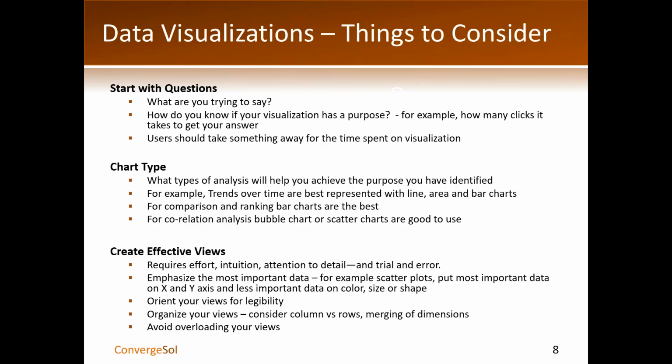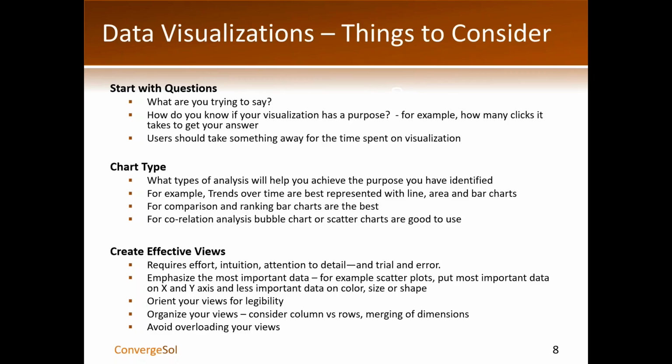Another thing to consider is the type of chart to include in your visualization. Once you have a purpose and your audience in mind, it is time to think about what types of analysis will help you achieve that purpose. For example, trends over time are best represented with line, area, and bar charts. For comparisons and ranking, bar charts are the best. For correlation analysis, bubble charts or scatter charts are good to use.